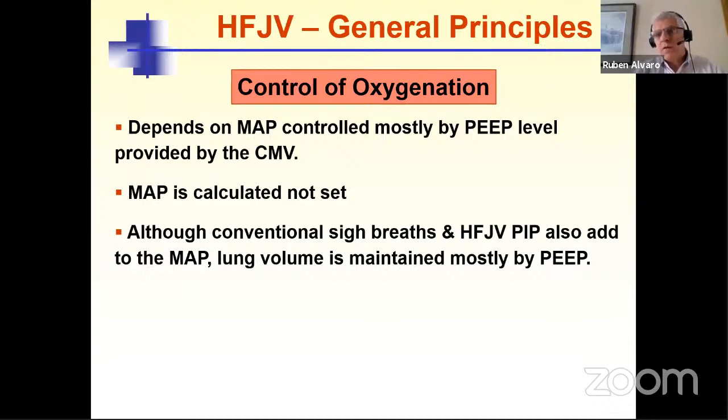Okay, so if you have a problem with lung volume, you don't play around with the PIP, you don't use sigh breath, you just use the PEEP. Okay, so you adjust the PEEP up or down to adjust your lung volume.